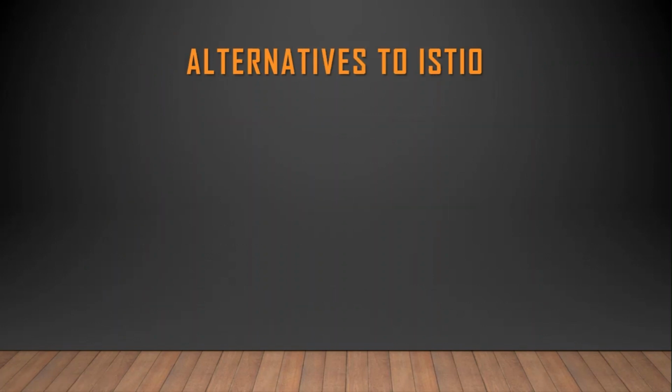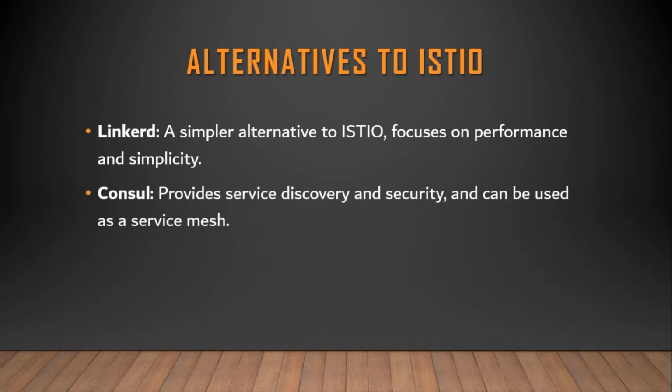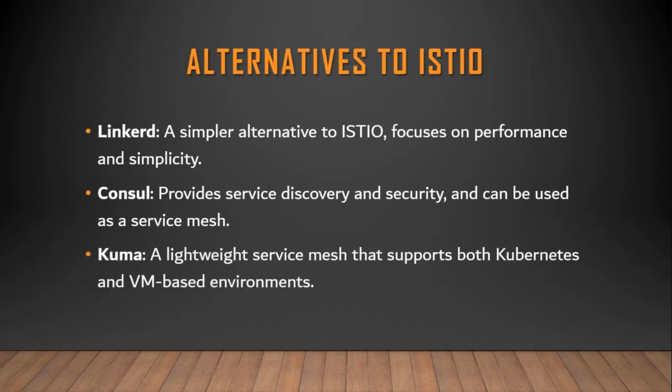There are simpler alternatives to Istio. First one is Linkerd, which focuses on simplicity and high performance. Consul, known for its service discovery and security features. Kuma, a lightweight mesh supporting both Kubernetes and VM-based environments. Each has its pros and cons, depending on your specific use case.